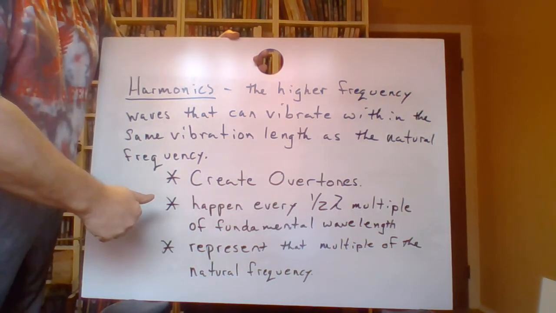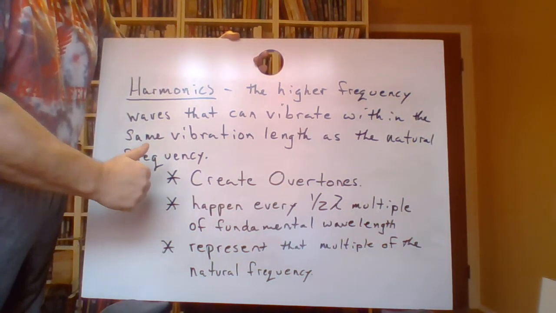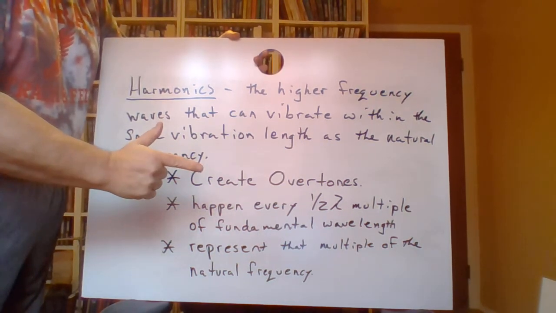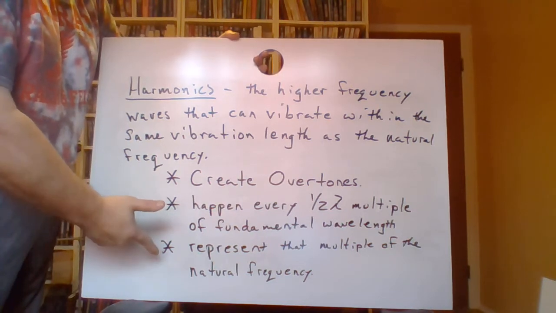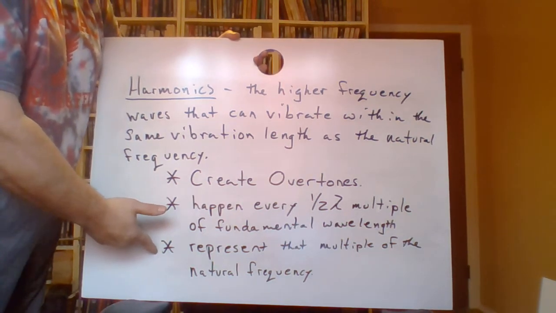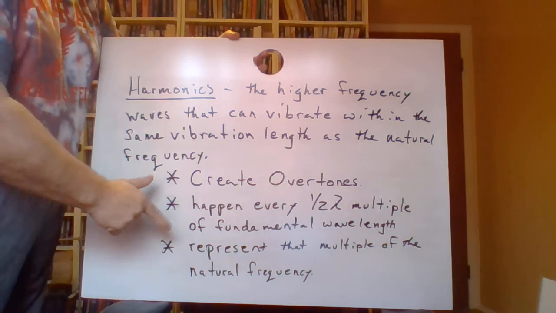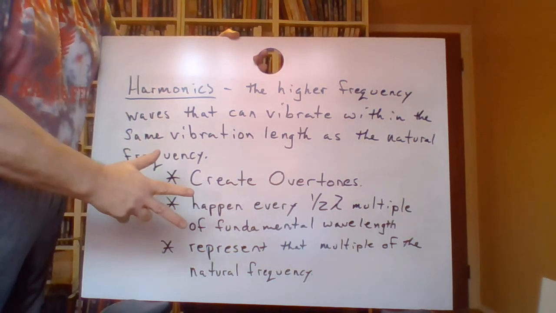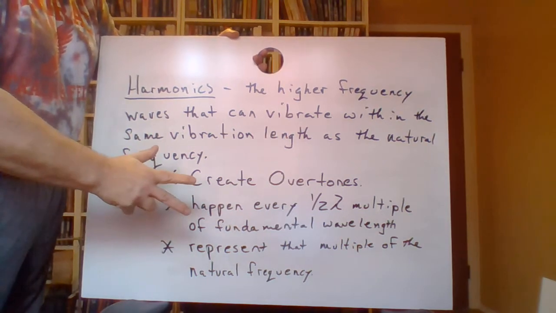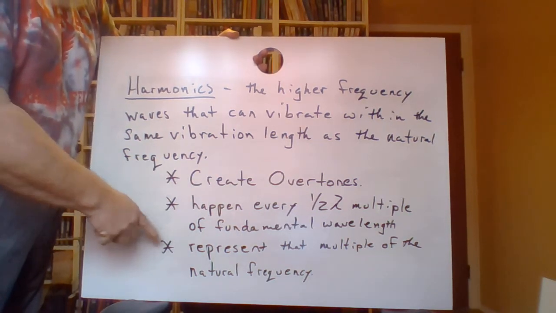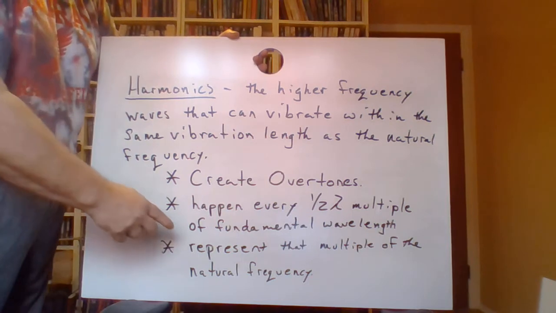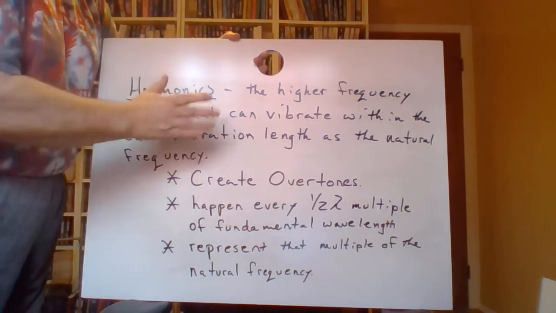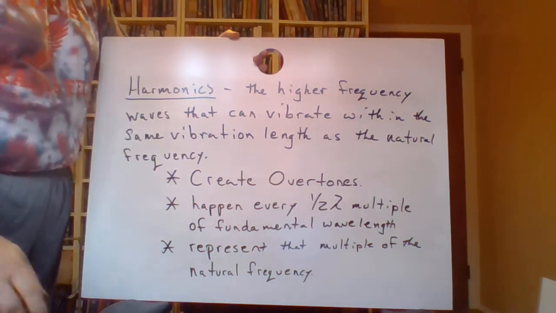For a string. Okay? They represent the multiple of the natural frequency. So your first harmonic is the fundamental frequency. Your second harmonic is the first multiple of the natural frequency, or it's a doubling of the frequency. So it's 2 times Fn. The third harmonic would be the third multiple of the natural frequency. So it would be 3 times the fundamental frequency. You see how that works? Okay?